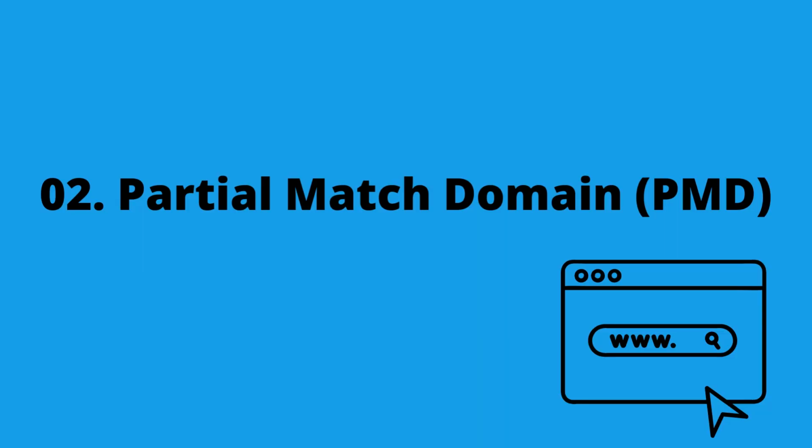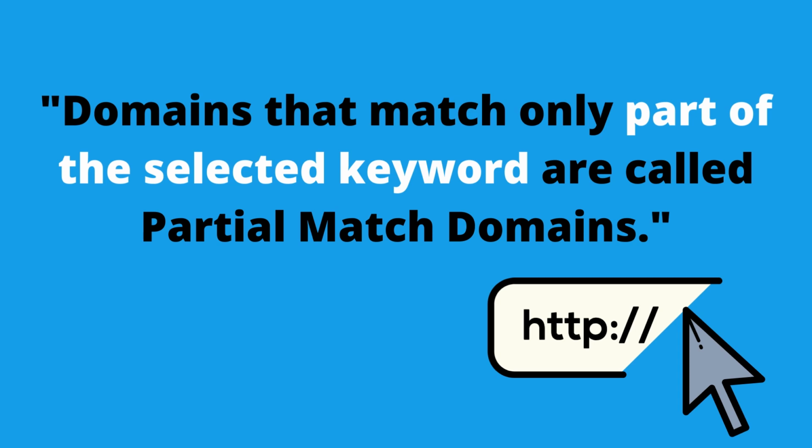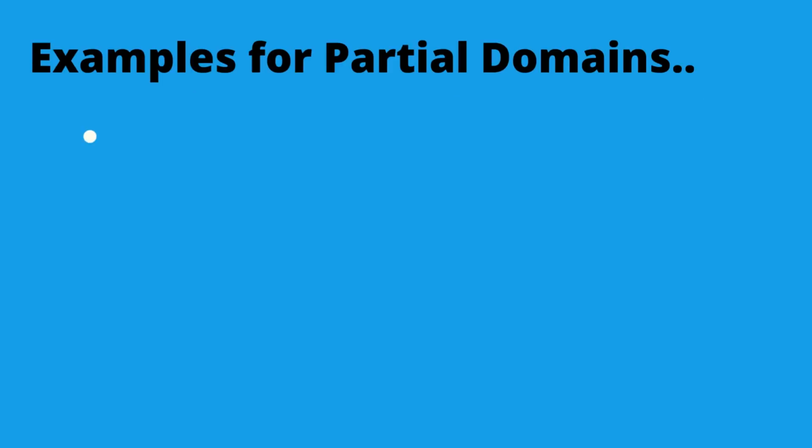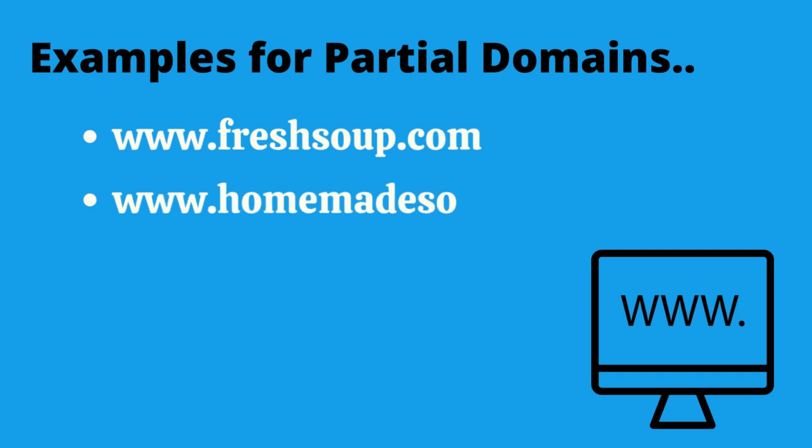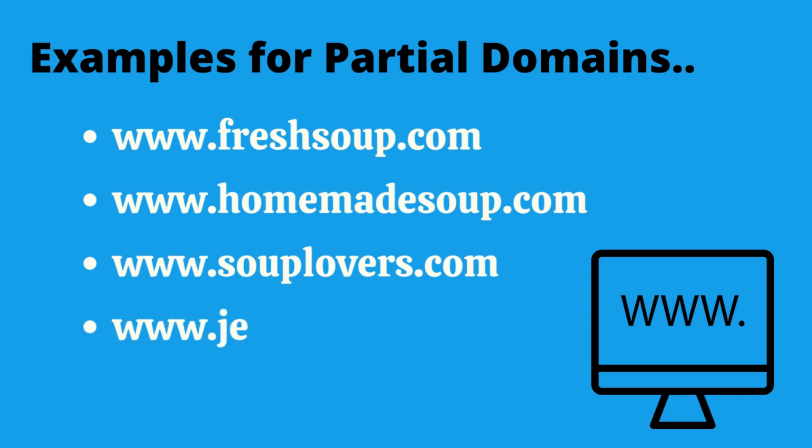Number 2, Partial Match Domain or PMD. Domains that match only part of the selected keyword are called partial match domains. According to the previous example, these can be taken under partial domains. www.freshsoup.com, www.homemadesoup.com, www.souplovers.com, www.jennysoup.com. You can choose a lot like this as per your need.